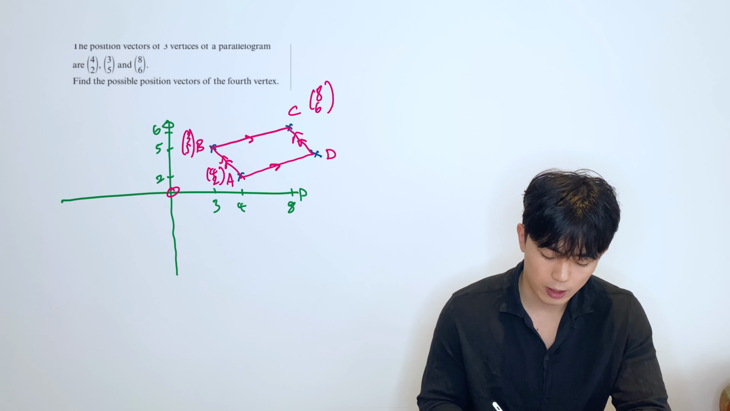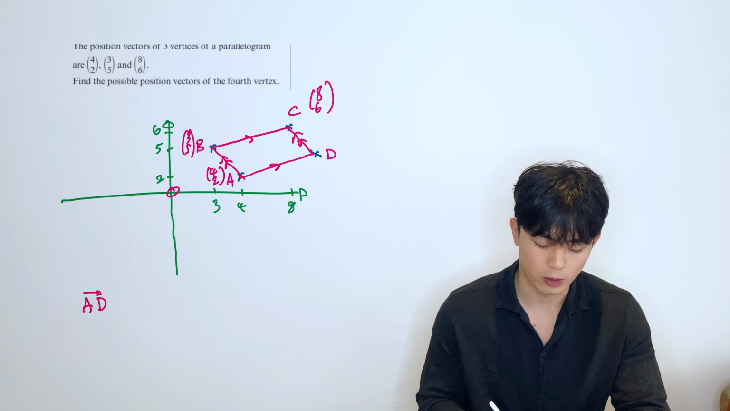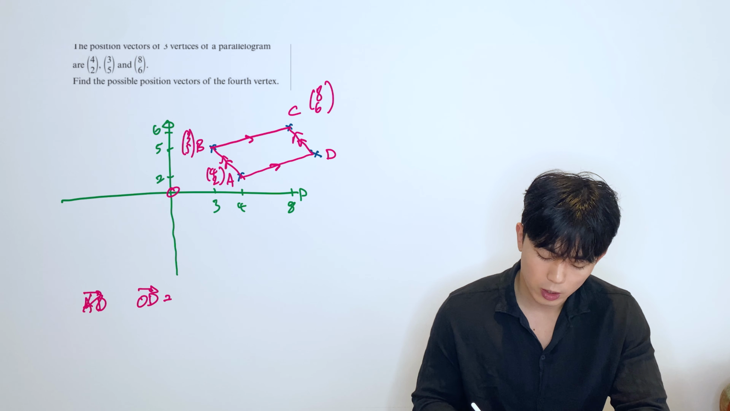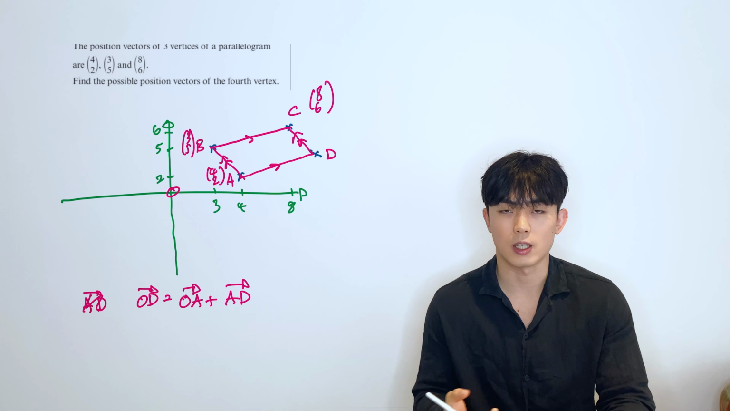Well, let's start off at A. So we're trying to find A to D, right? Well, we're trying to get to D. Well, let's say O to D, okay? Because that's the position vector we're trying to find. How can we get from O to D? Well, we can go from O to A, and then we can go A to D. That way we end up at O to D, right?